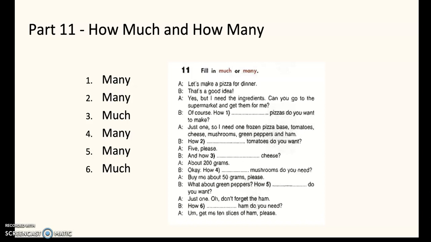It's different with number 3 and number 6. Cheese and ham are uncountable, that's why we need to use how much. How much cheese? How much ham? Number 4 and number 5, mushrooms and green peppers are countable. So that's why for number 4 and 5, we use how many.